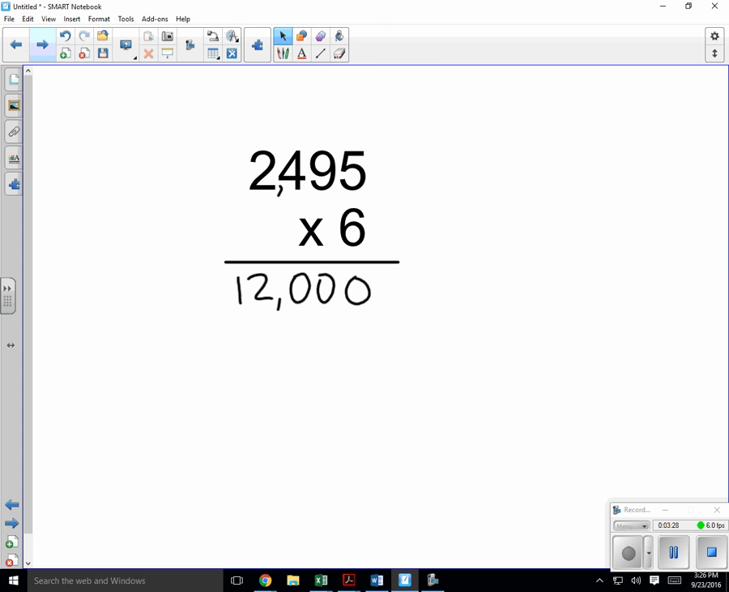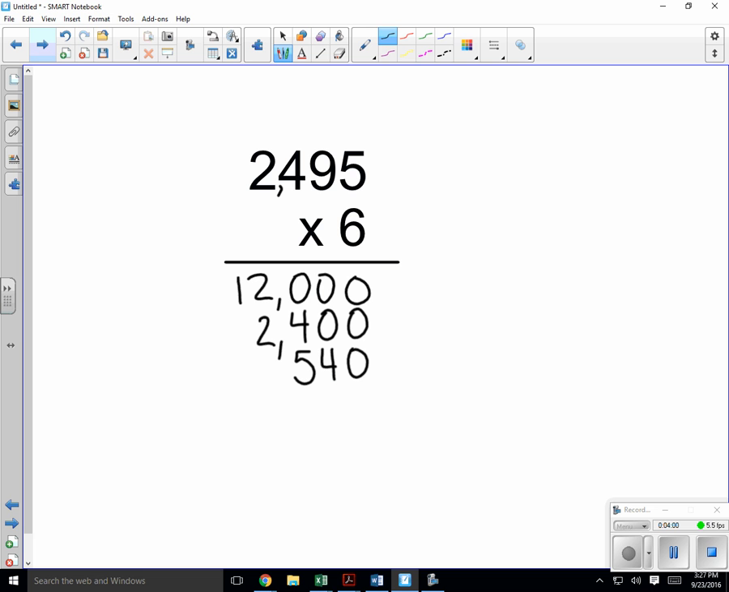Then we're going to go with the 4. But it is not a 4 because it's in the hundreds place. So it represents 400. And 6 times 400 will be 24 with 2 zeros. So I'm going to place the 2 under the 2, 4 here, and 2 zeros. Next, I have the 9, but 9 is in the tens place, so it represents 90. And 6 times 90 will be 540. So I'll start in the hundreds, 5, 4, and 0.